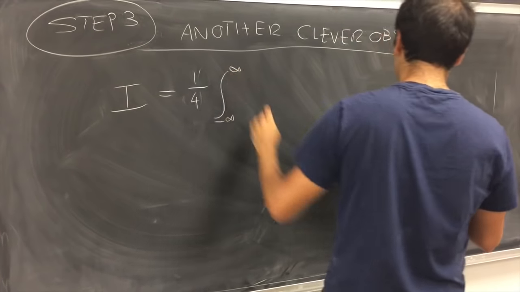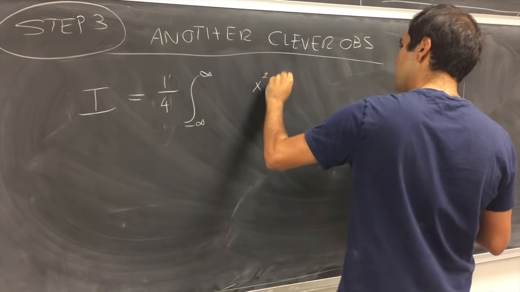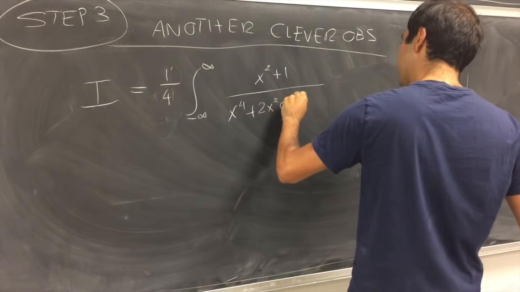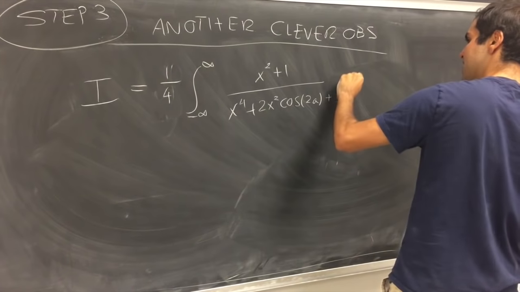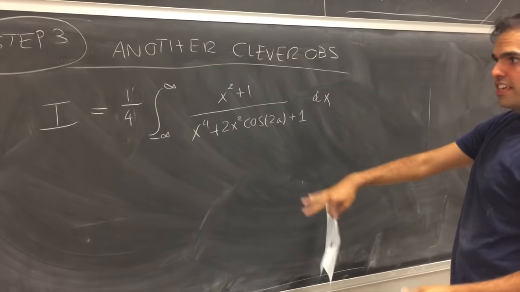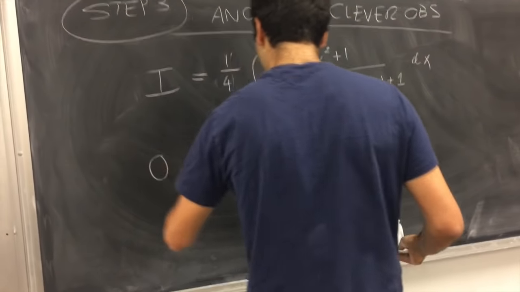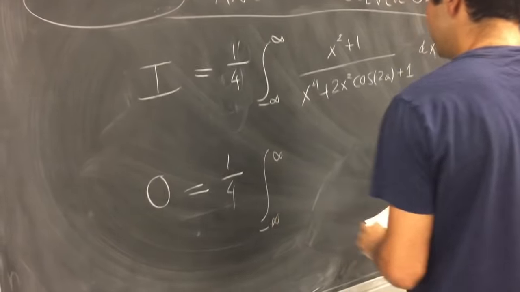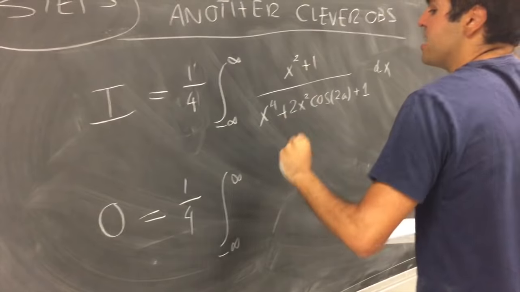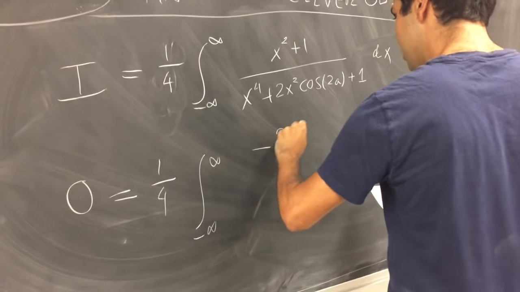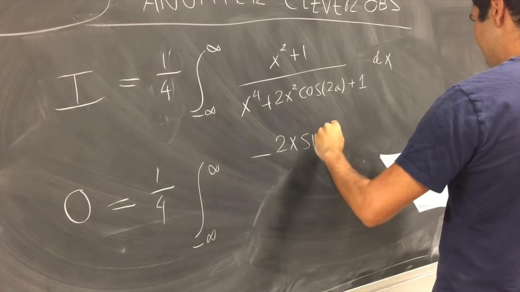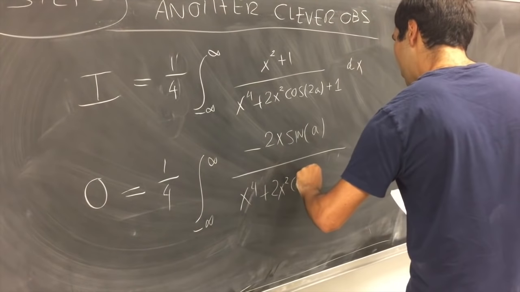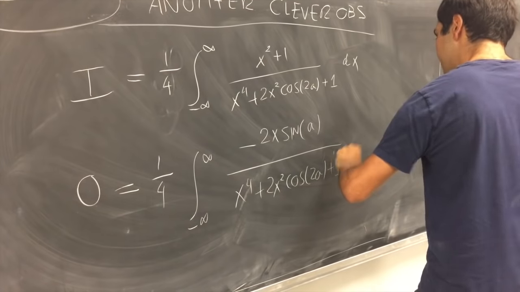the integral from minus infinity to infinity of x squared plus 1 over x to the 4th plus 2x squared cosine of 2a plus 1 dx. On the other hand, let's add to this an odd function. So 0 equals 1/4 integral from minus infinity to infinity of this thing, and again, there's no reason why this would work, but it will work: 2x minus 2x sine of a over x to the 4th plus 2x squared cosine of 2a plus 1 dx.